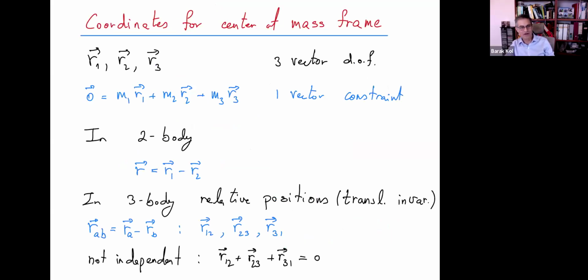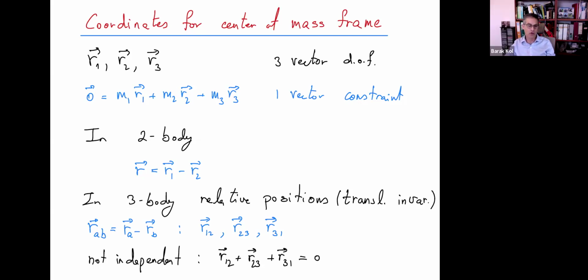So we have 3 coordinates, R1, R2, and R3. Altogether, we have 3 vector degrees of freedom, or 9 degrees of freedom. But there is one vector constraint on the center of mass, due to the conservation of linear momentum. We know that we can choose 6 degrees of freedom. We can get rid of 3 degrees of freedom thanks to this conservation law. But is there a natural way to do it? How do we choose these 6 variables?